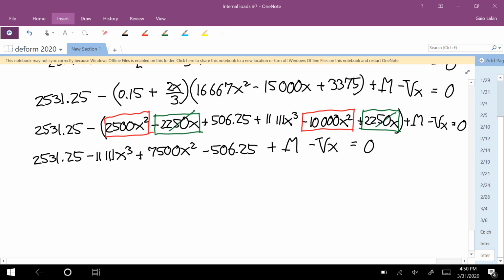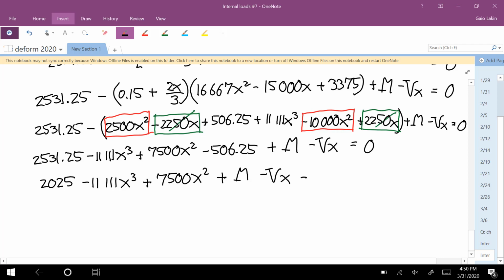And now I can lump the constants together. So 2531.25 minus 506.25 is 2025. So let's see. So we have 2025 minus 11,111 x cubed plus 7,500 x squared plus M minus Vx is equal to 0. Get M by itself, and we have M is equal to Vx plus 11,111 x cubed minus 7,500 x squared minus 2025.